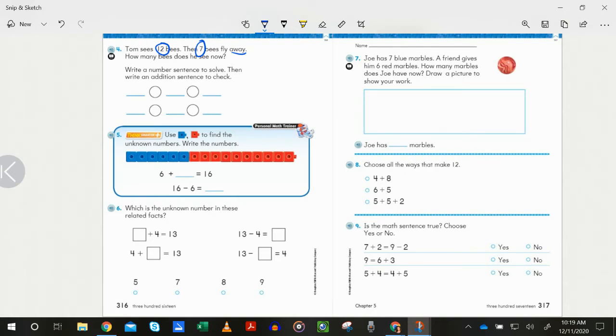Okay, let's look at number 5. They used cubes, blue and red cubes, to find the unknown numbers. Write the numbers. It says 6 plus blank equals 16. Okay, what is the missing number? And then they show the related fact. 16 minus 6 equals blank.